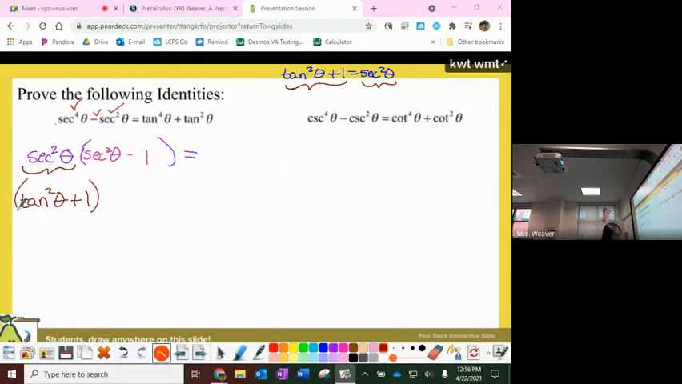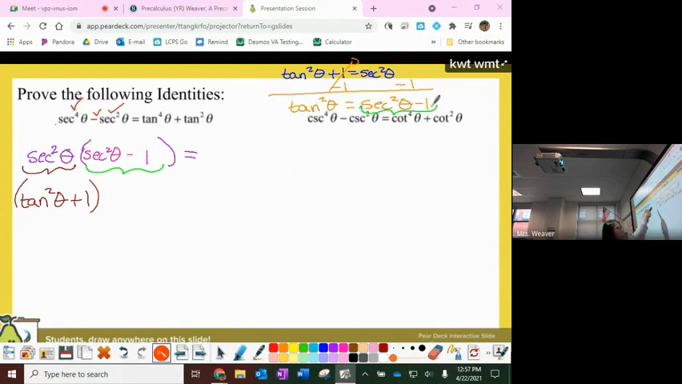Okay, the next thing I see is that we have the expression secant squared theta minus 1. Can I manipulate this Pythagorean identity to get it to look like secant squared theta minus 1? You betcha. All I have to do is subtract 1 from both sides. And that gives me tangent squared theta equals secant squared theta minus 1. Okay, can you see that? I can get it to equal secant squared theta minus 1.